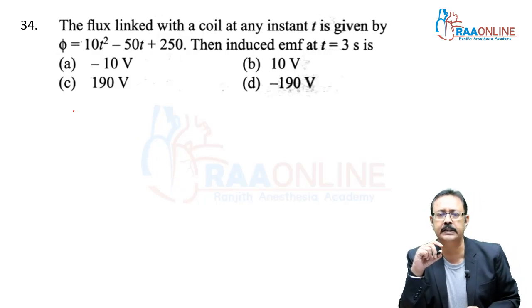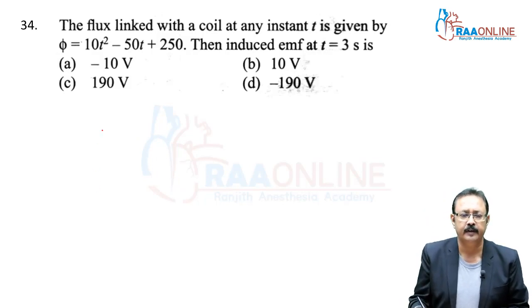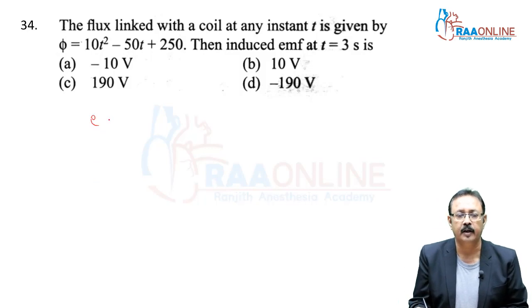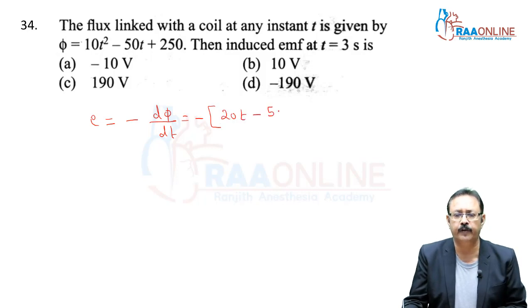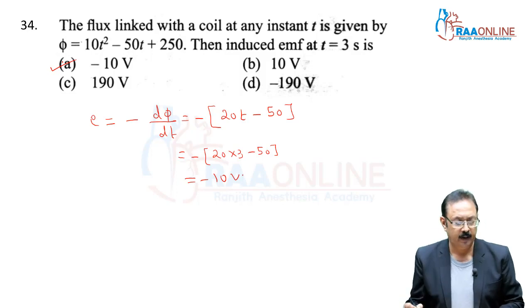34th, again a very easy task for you. Phi is given and you know what E is. Now they want it with sign, so we will put the sign, minus d phi by dt. You know the differentiation, 10t square means 20t, minus 50, t is given as 3. So minus 20 into 3 minus 50, 60 minus 50, 10. So we will go with minus 10. So we are going with A, 34A.